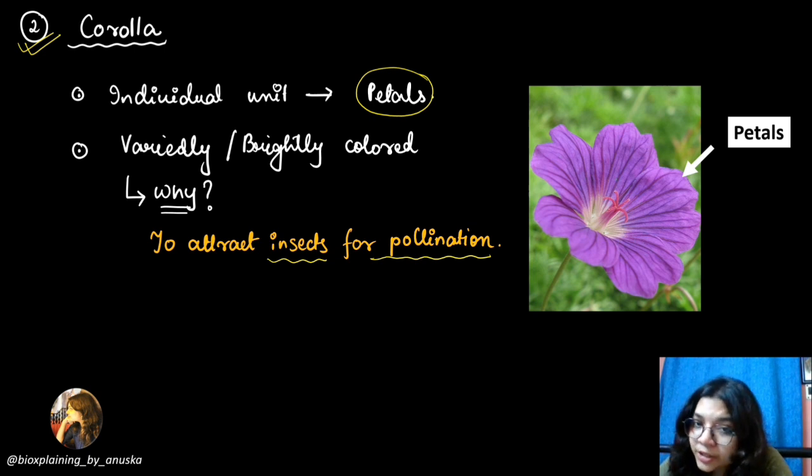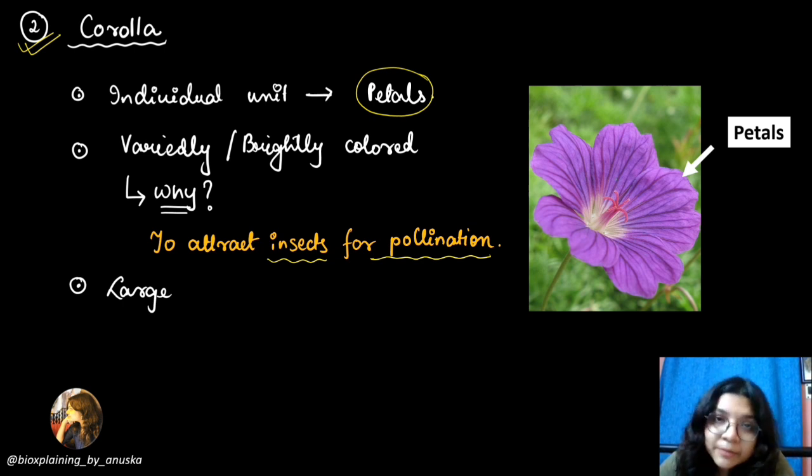So what is pollination? Pollination is a process by which the male gametes of the flower can be sent to the female gametes of the flower. We'll come to those details in our later videos, but for now, all we need to know is why are the petals so brightly colored? Because this acts like some kind of an instrument to attract the insects so that they can come and pollinate the flower. And the petals are large again for the same reason, so that they are very properly visible to the insects so that they can get attracted to it.